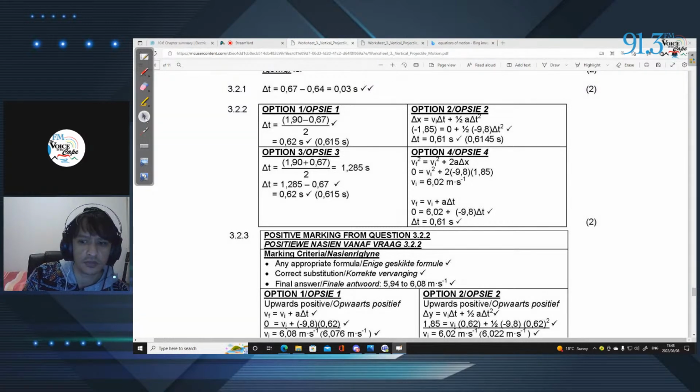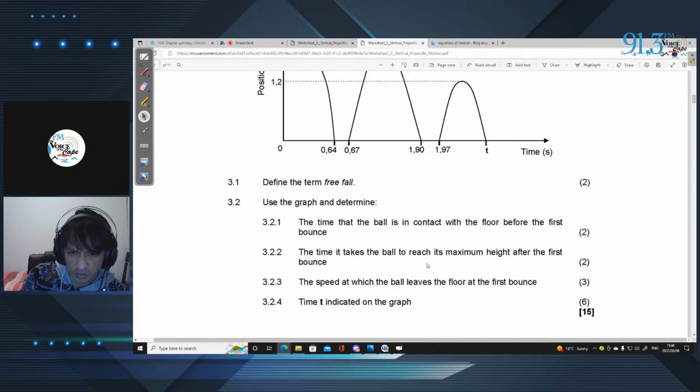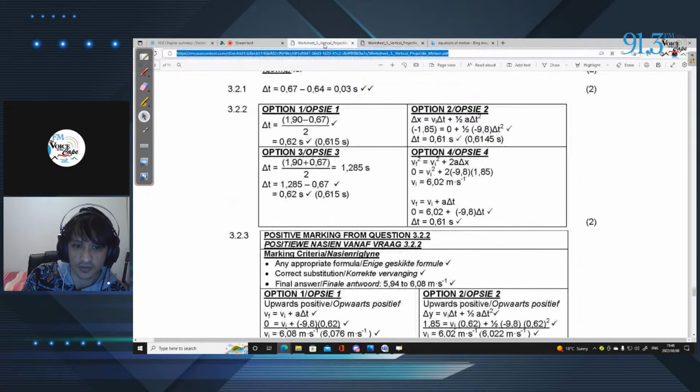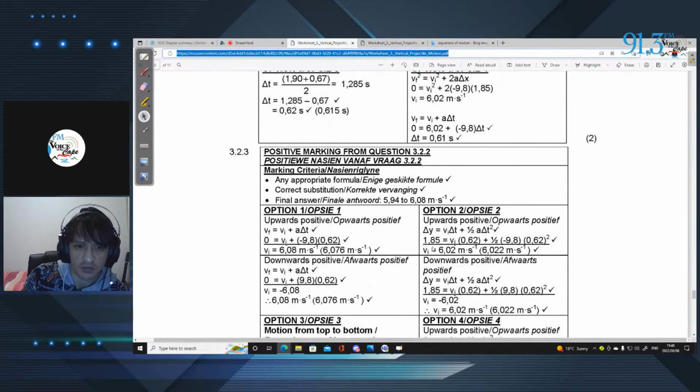Now, let us take a look at the next one. The time it takes the ball to reach its maximum height after the first bounce, we said that the speed at which the ball leaves the floor at the first bounce. So there we go. The speed at which the ball leaves the floor. So we know it took 0.62 seconds to reach the maximum height. So this is the equation they use.